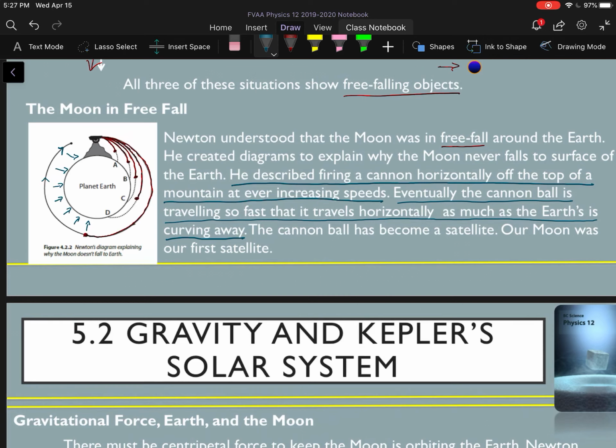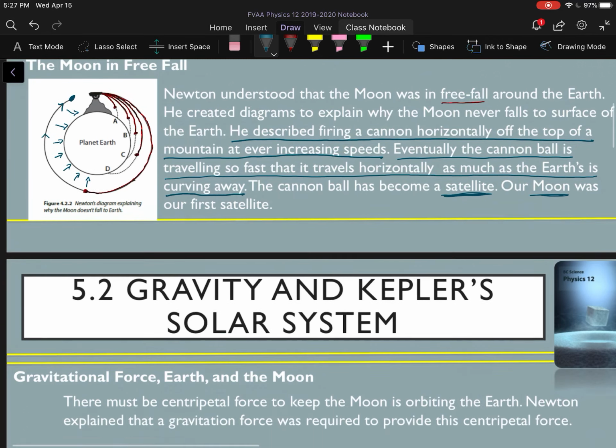So now the cannonball, if it's that fast, this last cannonball here, is now a satellite around the Earth. That's what we call a satellite. It's just something that's orbiting around our Earth. And the moon as well is a satellite because it's orbiting around the Earth.